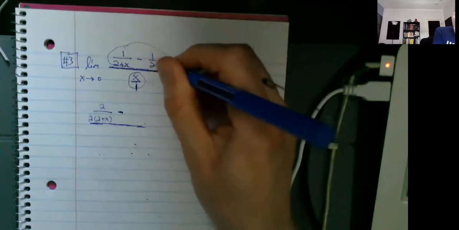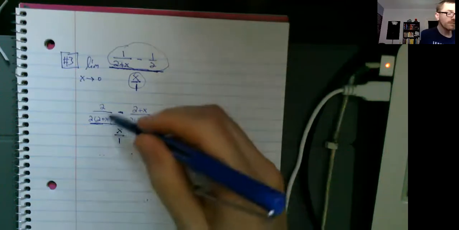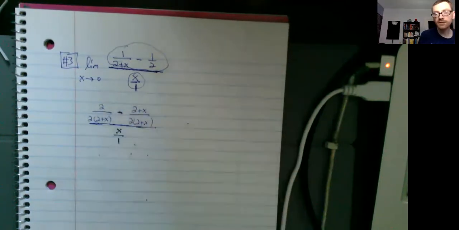And then minus, and I'm going to multiply top and bottom of this fraction by this denominator. So top and bottom by 2 plus x. So 2 plus x over 2 times 2 plus x. And just like that, I've got common denominators. This x over 1 doesn't really need to be changed at all. It's already a single fraction. So now we're prepared to combine these two fractions together. So let's go ahead and do that.